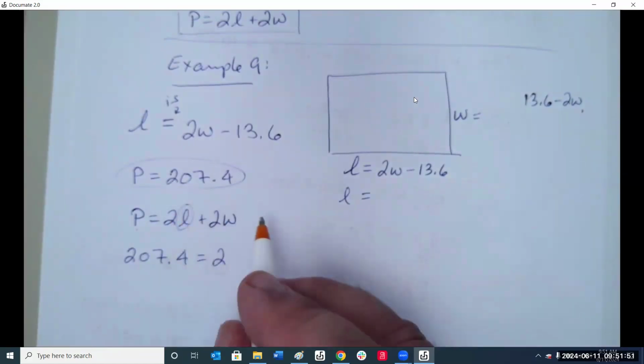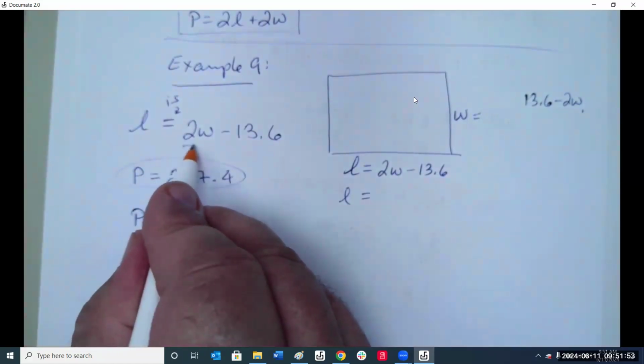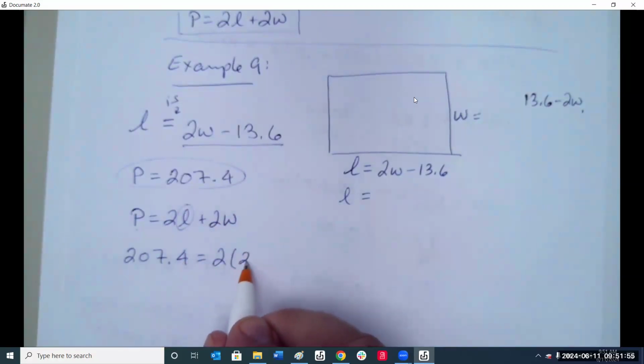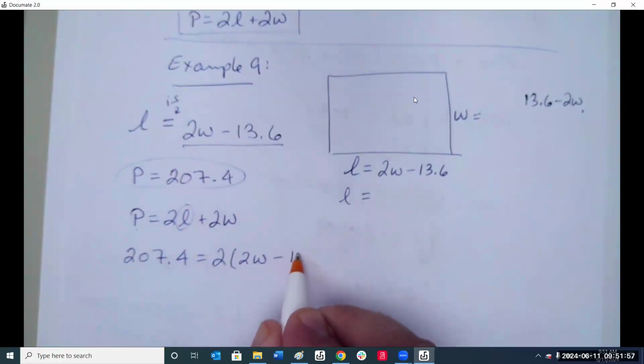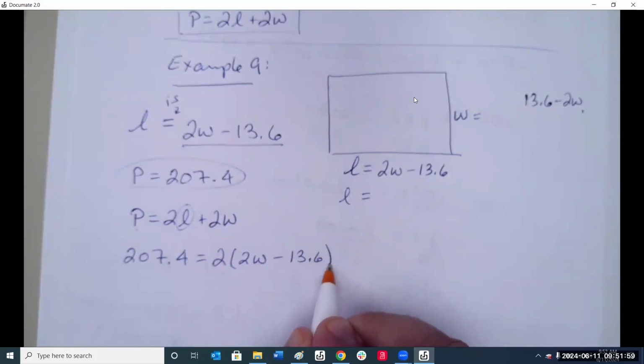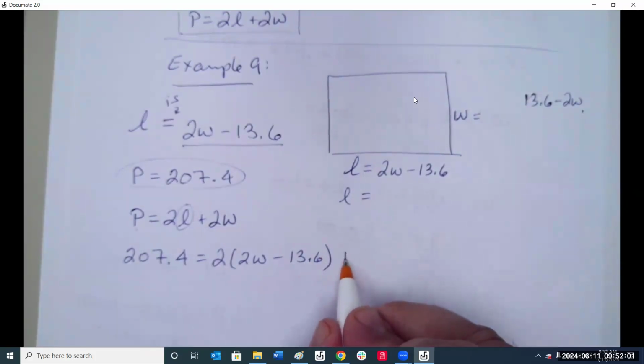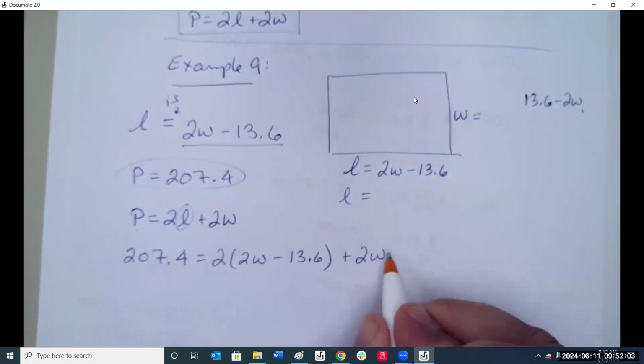What's L? Well, L is 2W minus 13.6, plus 2W.